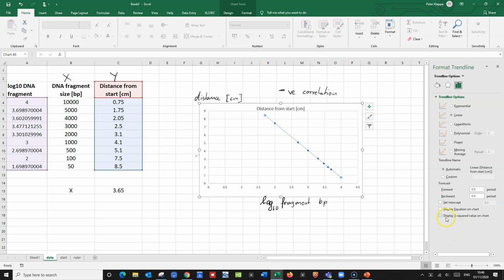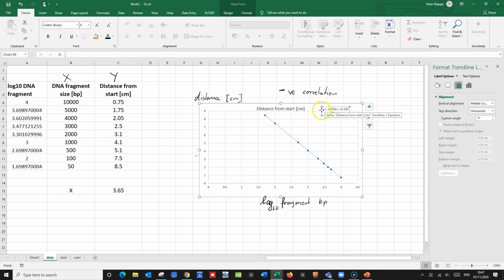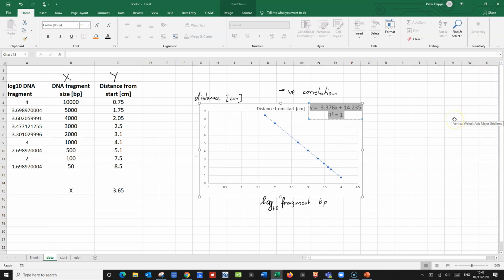Now what I can do, and I showed you that in a previous video, I can display the equation on the chart, and I can also look at the R-square value, which gives us an indication how good the fit is. I make this a little bit larger here so that we can easily determine things. So what we see is that we have an R-square value of 1, which means perfect correlation. So that's really nice.